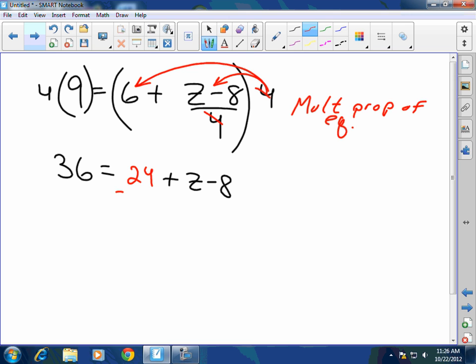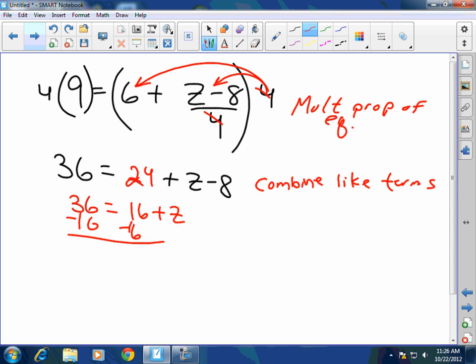Step 2, 36 equals 16 plus z. There we didn't use any equality properties. All we did there was combine like terms. Now, subtract 16 on both sides. That's the subtraction property of equality. And then z equals 20, closure.